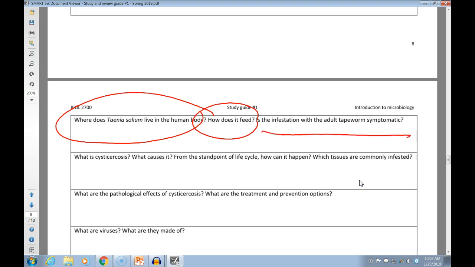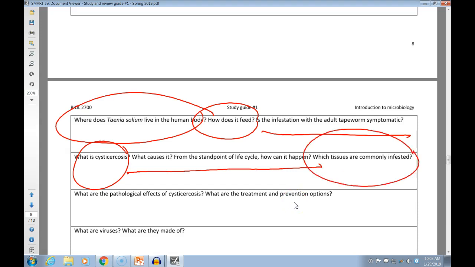Infestation is asymptomatic. Cysticercosis: somebody consumes eggs. Eggs develop into larvae. Larvae migrate into human tissues and commonly infest muscles and brain. Pathological effects of cysticercosis: if it's in the muscles, it's myositis. If it's in the brain, it is encephalitis, inflammation of the brain. Treatment: all you need to know is that there is one. For prevention, cook your meat thoroughly.